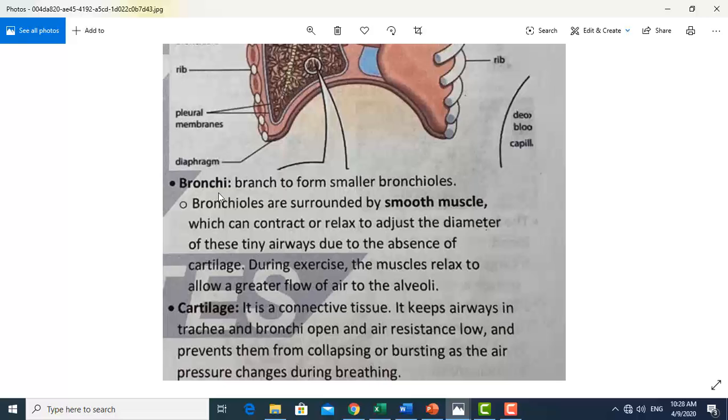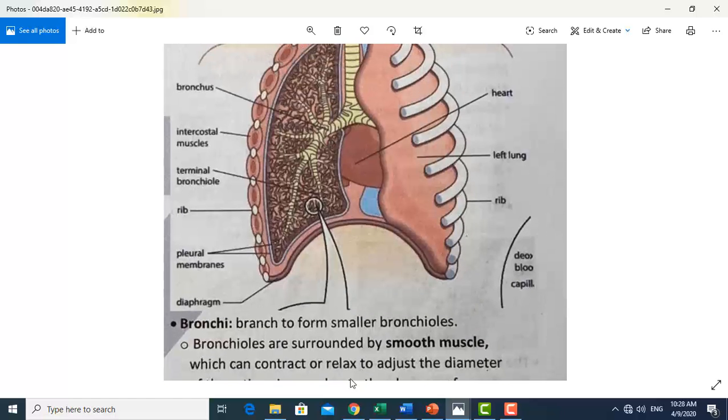The first thing that we're going to talk about is the bronchi. The bronchi branch to form smaller bronchioles. The bronchioles are surrounded by smooth muscle, which can contract or relax to adjust the diameter of these tiny airways, due to the absence of cartilage. During exercise, the muscles relax to allow a greater flow of air to the alveoli. Okay, so this is the bronchi.